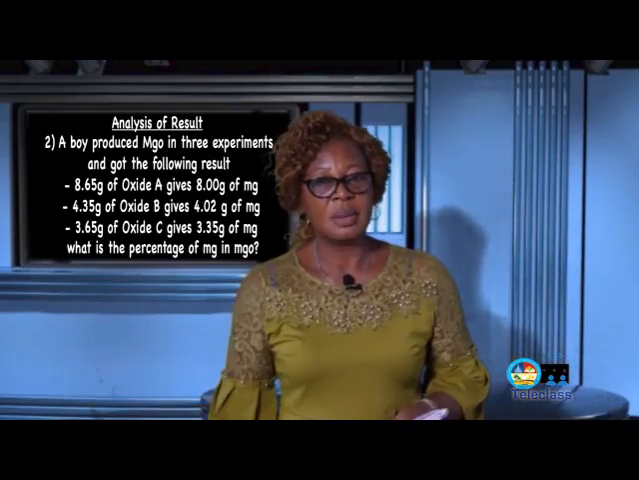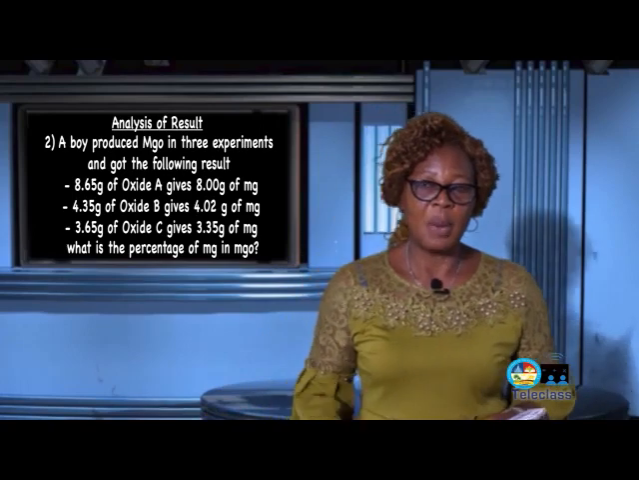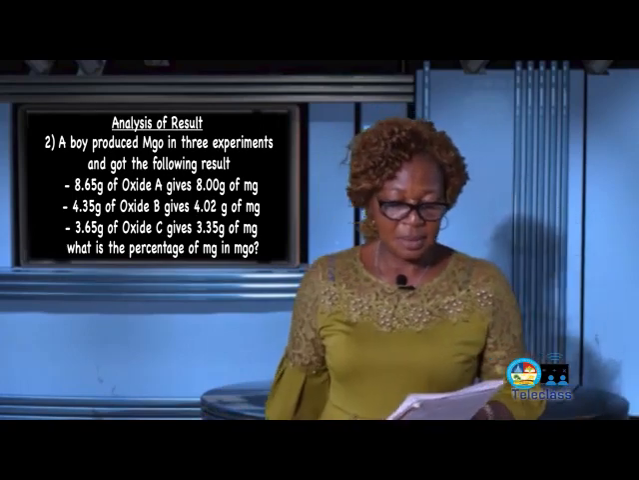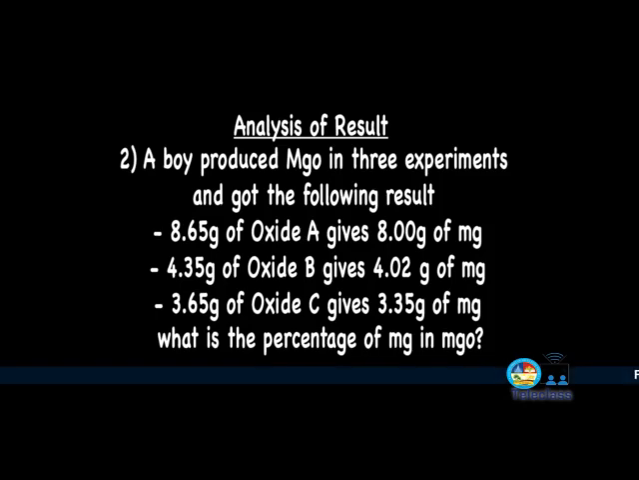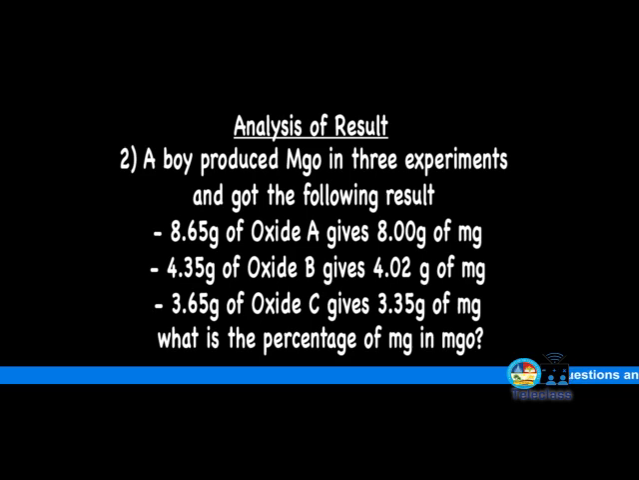Now, another boy went into the lab and produced magnesium oxide in three experiments. He was given 8.65 grams of oxide in sample A and he obtained 8.00 grams of magnesium. Sample B was given 4.35 grams of oxide and he got 4.02 grams of magnesium. Sample C was 3.65 grams of oxide given and obtained 3.35 grams of magnesium. The question now is, what is the percentage of magnesium in the magnesium oxide?